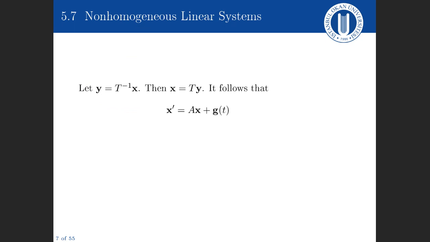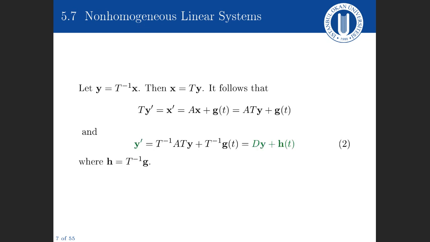And if we substitute this into our linear system, on the left we have Ty prime. T is a constant matrix, so that doesn't differentiate. We don't differentiate T, we only differentiate the function y. And on the right, we have ATy plus g. Multiply both sides by T inverse. We get y prime is equal to T inverse ATy plus T inverse g. But remember, T inverse AT is a diagonal matrix, which we can call D. T inverse g is some different function I'm going to call h.